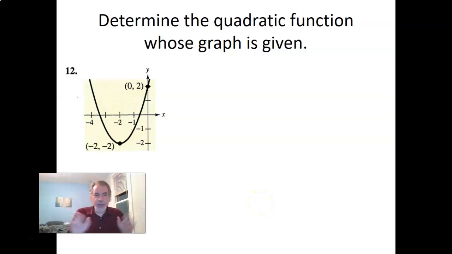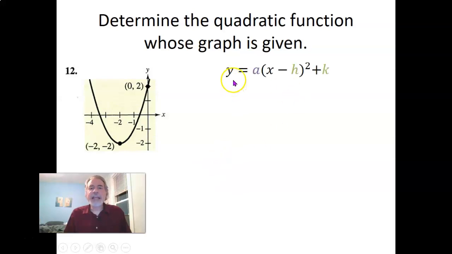So in this video, we're going to see how to go from a graph to an equation. If you're looking at a graph and you say, hey, that looks like a parabola, so I bet the equation for that graph is y or f of x equals something times x squared plus something times x plus something. But what are the somethings?